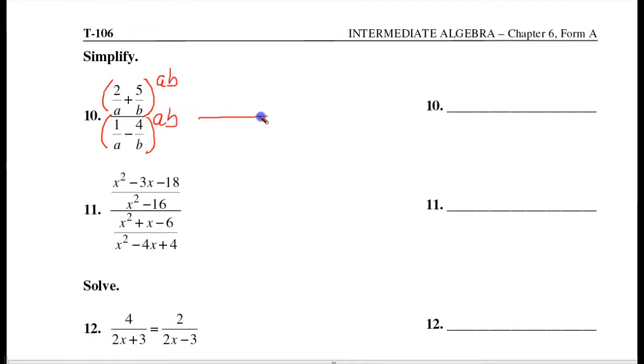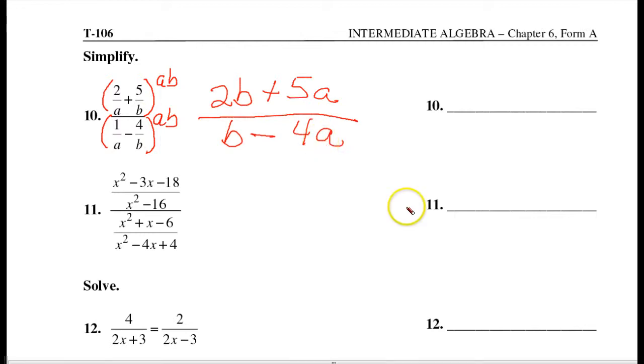So we put our parenthesis, and we're now going to do the multiplication of the numerator. Now notice the a's will cancel out here, and we're left with 2b. The b cancels out there, and we're left with 5a. And then here the a's cancel out, and we're left with ab. And there's a minus sign there. And then the b's cancel out, and we're left with 4a. So for number 10, there's the answer. So it wasn't too difficult.